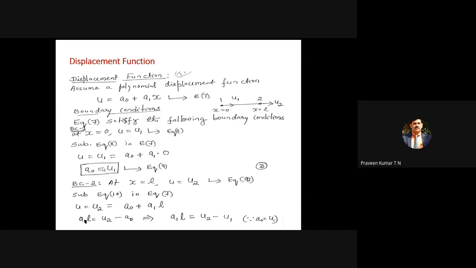I am not going into detail because you have already discussed it in detail. But you defined the displacement function by using a polynomial function. In a similar way, when you come to heat transfer, you are going to define the temperature. You are assuming the temperature function. So instead of U here, there you write T is equal to A0 plus A1x. There you are defining the temperature.